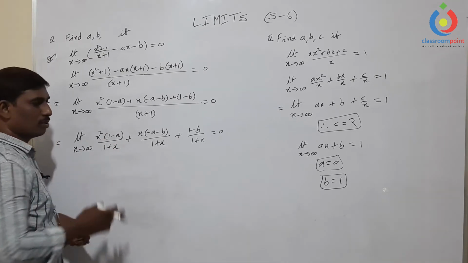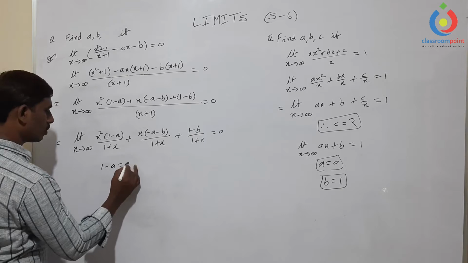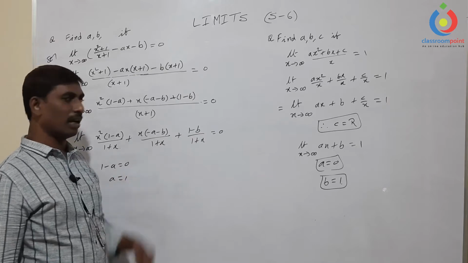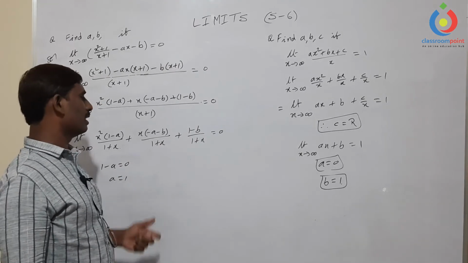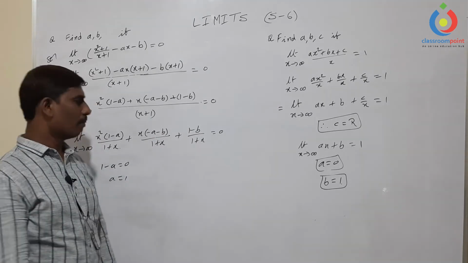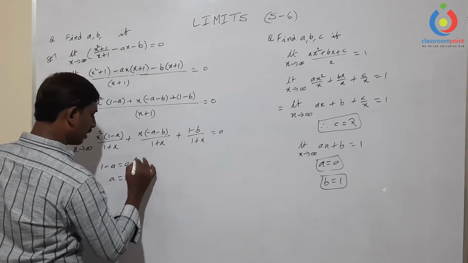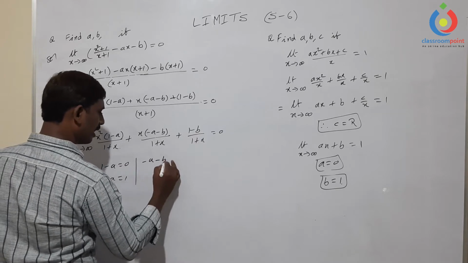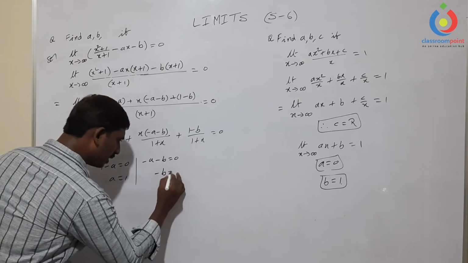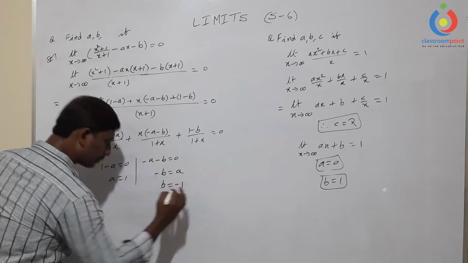Totally 0 means x values, it will not be 0. So we have 1 minus a is equal to 0. Then a is equal to 1. Next, here degrees are equal. When the degrees are equal, result is the quotient. The degrees are equal means quotient is minus a minus b. But the result must be 0. That means minus a minus b is equal to 0. Now minus a send that side, minus b is equal to a. Already a value we have 1. So b is equal to minus 1.